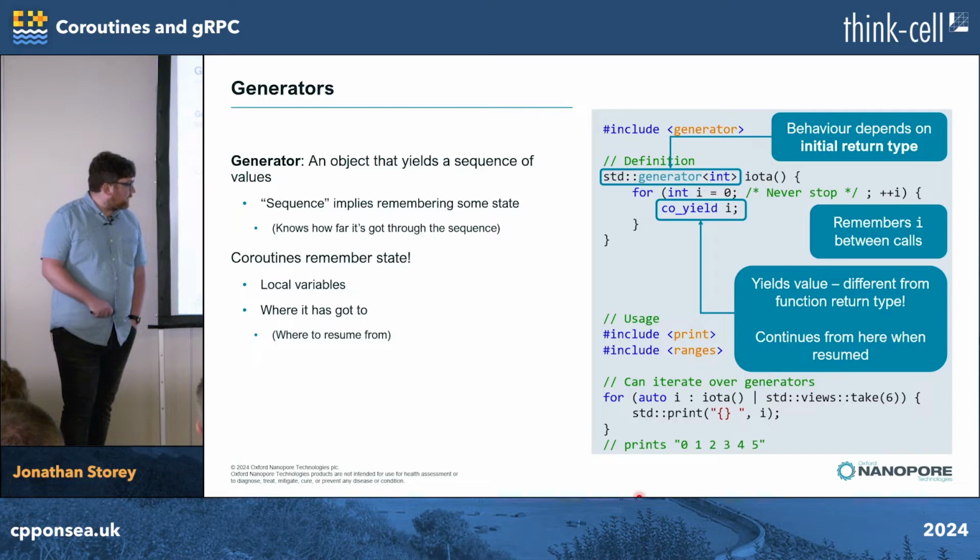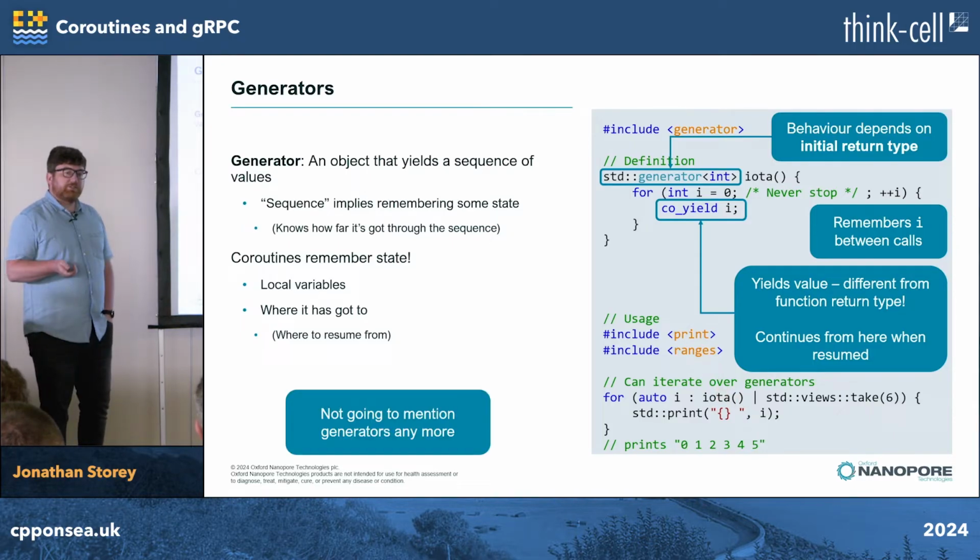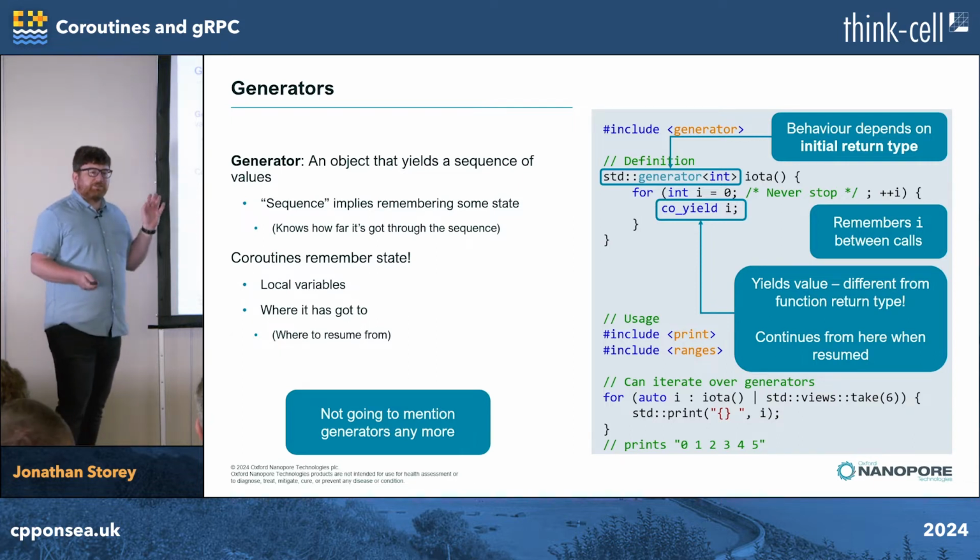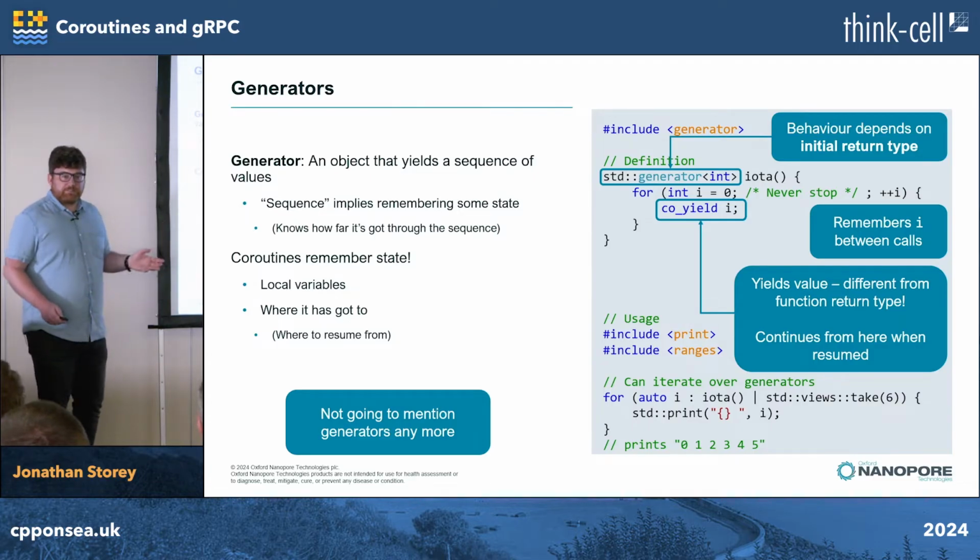Yeah, so when we call iota down here, we get a temporary generator object, and then that does a standard ranges thing. I'm not going to talk about generators anymore in this talk, but I don't think you can really do a coroutines talk without talking about generators. It's one of the primary uses for them, and as you say, people from Python are really familiar with that usage of them.